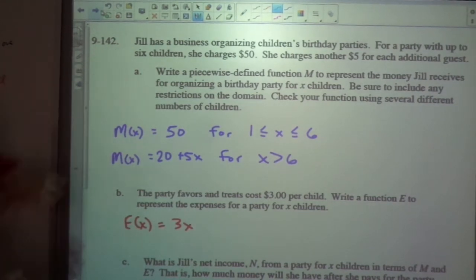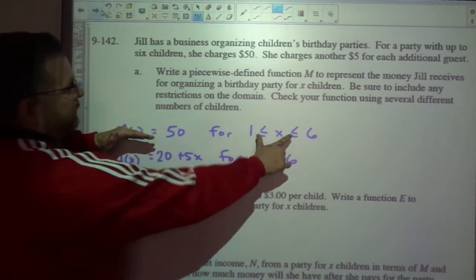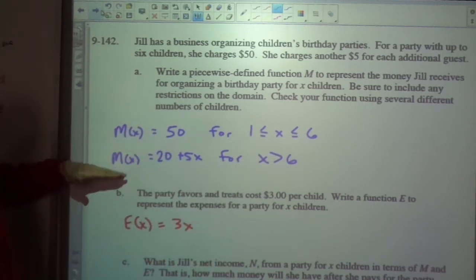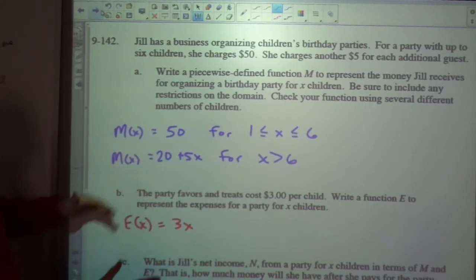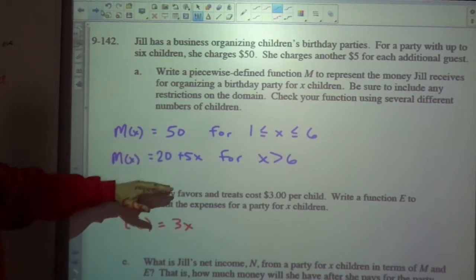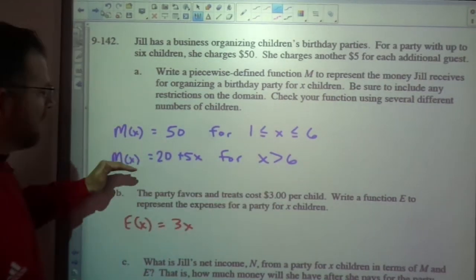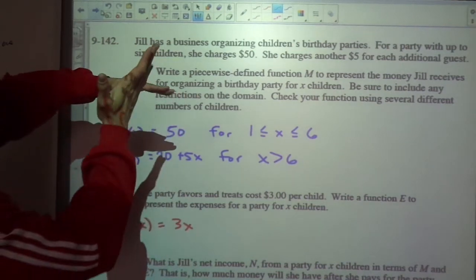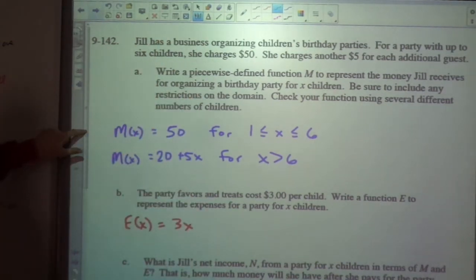And here, this is a piecewise thing. I said that it's 50 for the first 6 children. You can't have 0 children. And then after that, we know it's going to go up by 5, and I figured out that for each extra child, it would work on this. So it's going to be a straight line, and then a line after that going up.